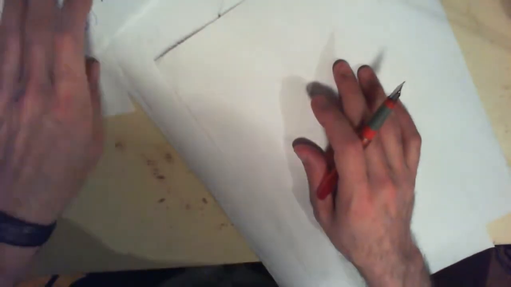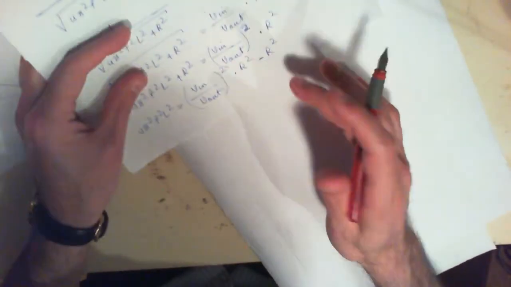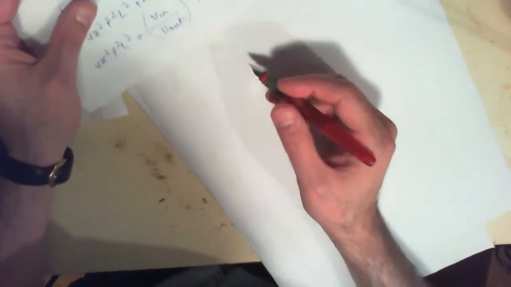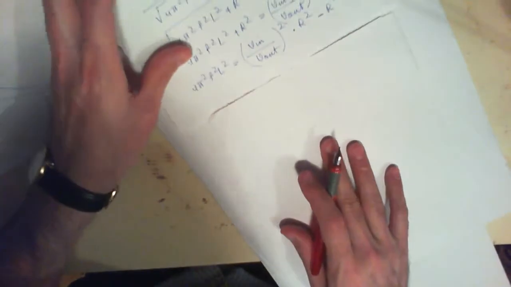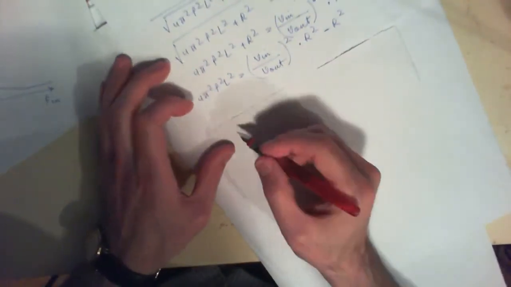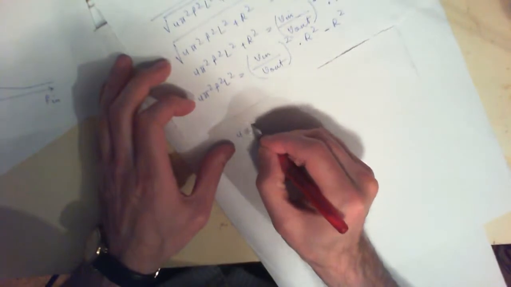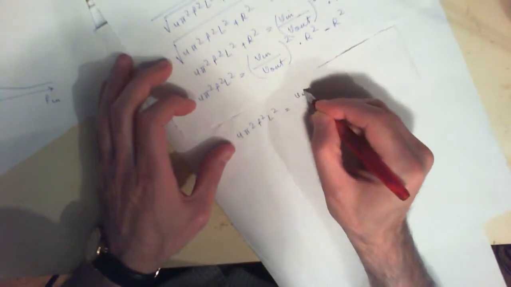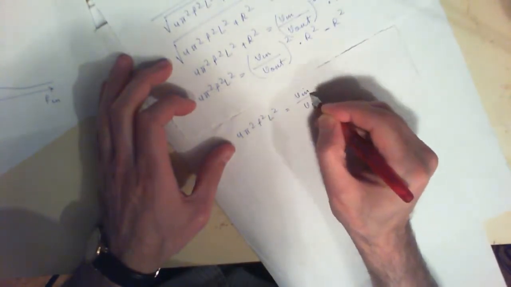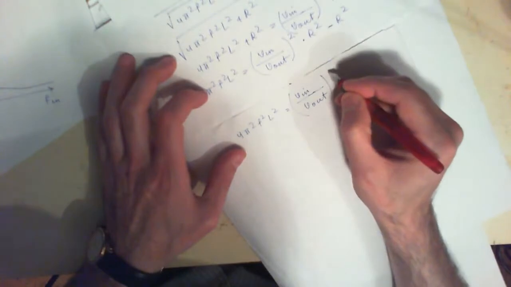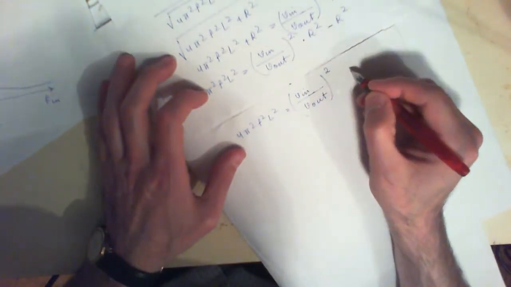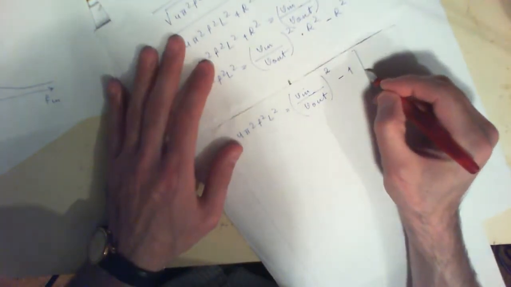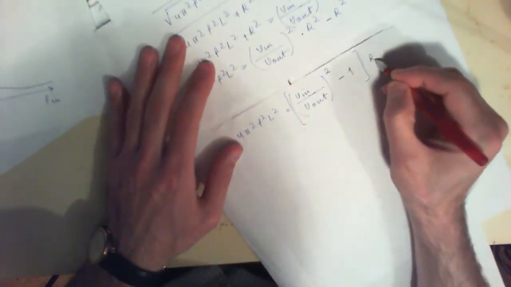So you can take this R squared out for the sake of simplicity. So I write this as 4 pi squared f squared L squared is equal to (V in divided by V out) whole squared minus 1, and multiply everything by R squared.